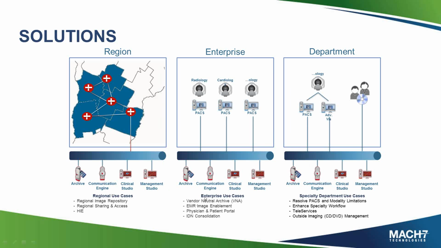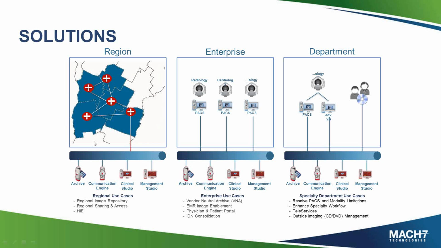It should also help out in the enterprise. This is the more traditional true VNA case, where the vendor-neutral archive is consolidated across radiology and cardiology and dermatology and ophthalmology and whatever other specialties there may be. Along with that, once it's consolidated, you've simplified image enabling your EMR and your physician and patient portal. And that platform is also helping with consolidating, as in an IDN scenario, as you're purchasing and merging with other facilities, across disparate PACS systems and disparate patient identifying schemes.